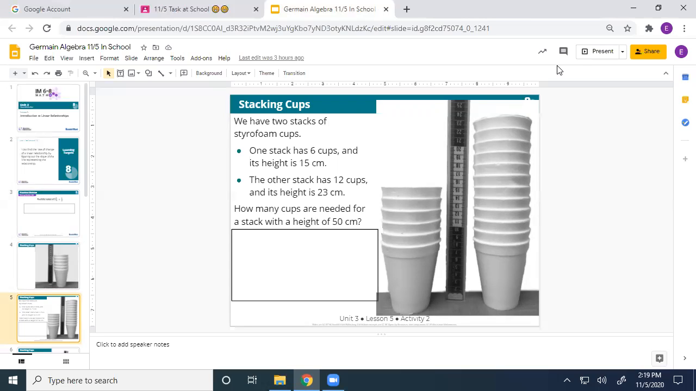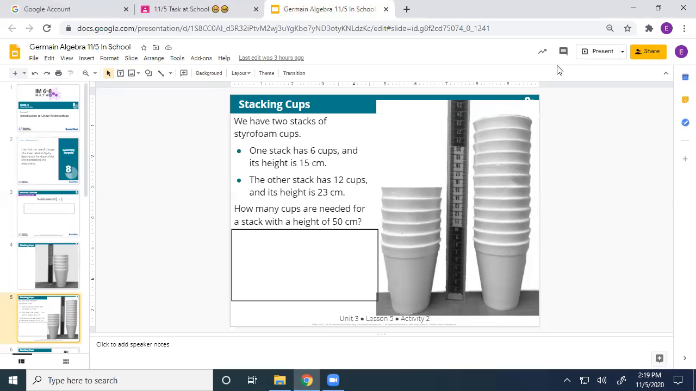What do you think we're gonna have to do to find out how many cups I need to be 50 centimeters? Landon, what are you thinking? You have to find out how many centimeters, like every time you put 1 cup in, how many centimeters go on. Good. So he's saying we're gonna have to figure out, when I add 1 cup, how much height does it add to the stack? And what else do you think we're gonna have to do?